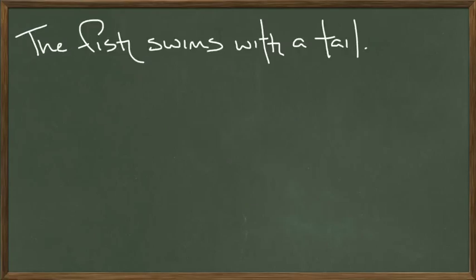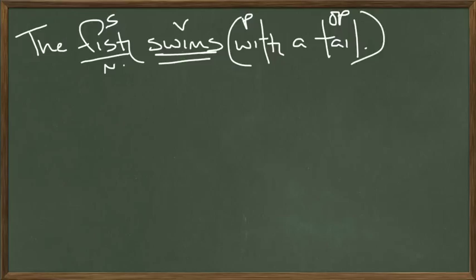The fish swims with a tail. No surprise there. Subject of the sentence, fish, nominative case. What's he doing? He's swimming. He's swimming with, preposition, with what? A tail, object of the preposition. With a tail, prepositional phrase. That goes in the ablative case. Article adjective, article adjective. Let's diagram this rapidly.